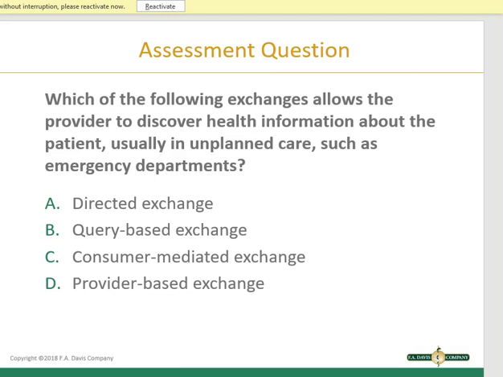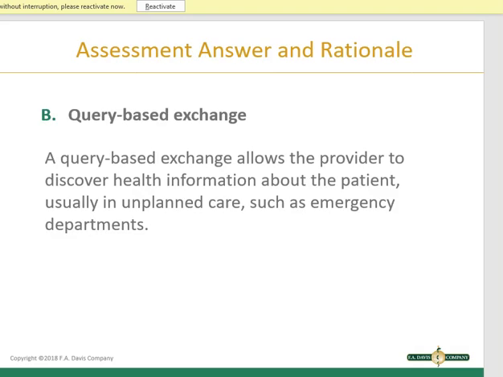Let's just touch base with a quick assessment question. Which of the following exchanges allows the provider to discover health information about the patient, usually in unplanned care, such as emergency departments? I think you are all going to get this. It is query-based exchange. A query-based exchange allows the provider to discover health information about the patient, usually in unplanned care, such as the emergency department. So since I work in an ER, I get a lot of query-based exchange.